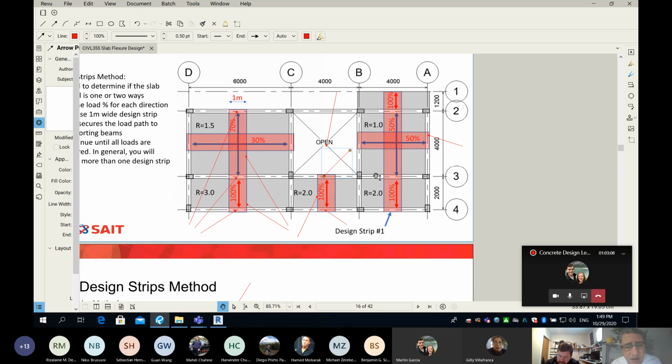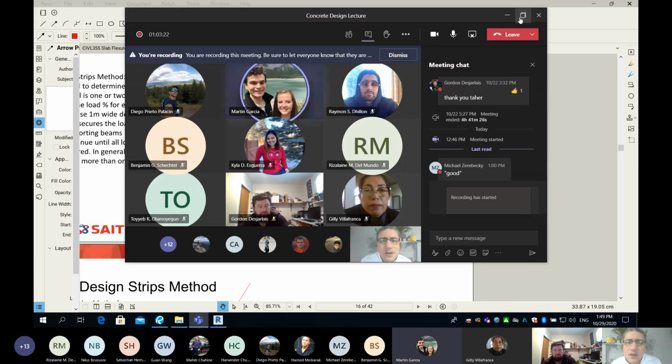Some of them are simply supported. Some of them are continuous 2 spans, and some of them are continuous 2 spans with overhang cantilever, same as design strip number 1. Are you guys following? Yes.